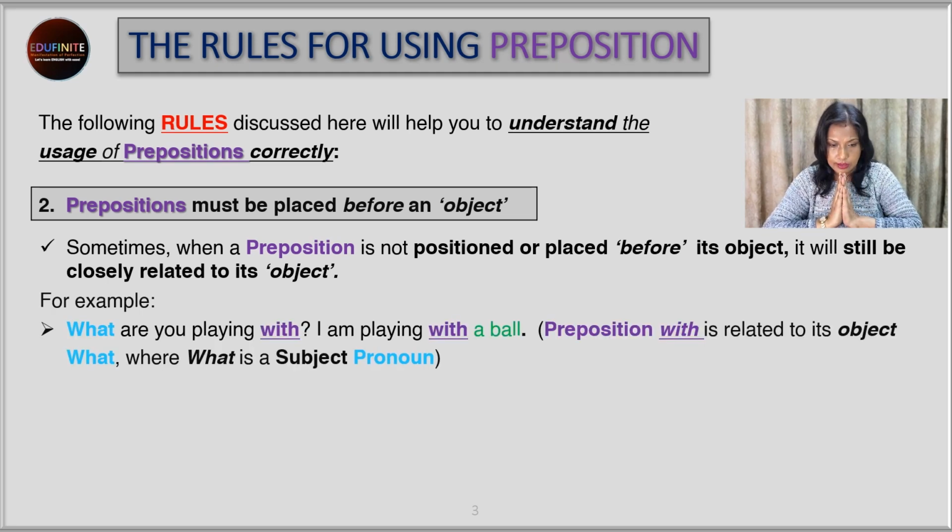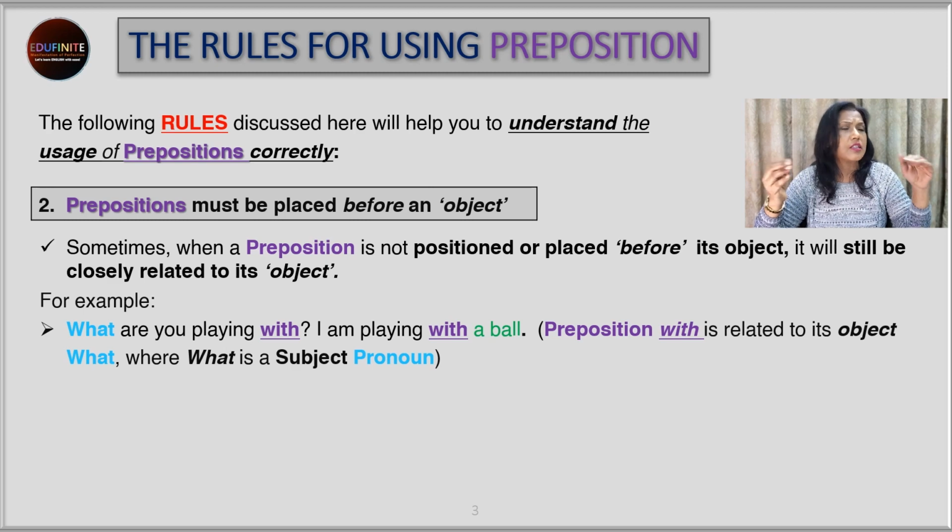Now, in this sentence, or it's a question rather. What are you playing with? Now this with is the preposition. Why? Because it is related. What is its object? Its object is what? And this what, why is it related? Because if we ask this question, what are you playing with?